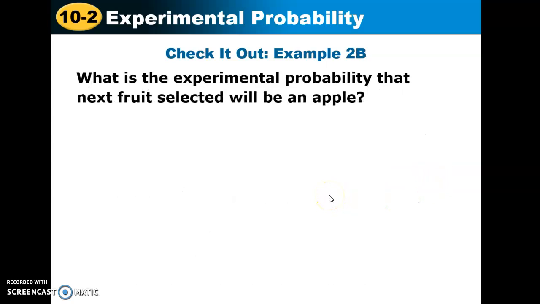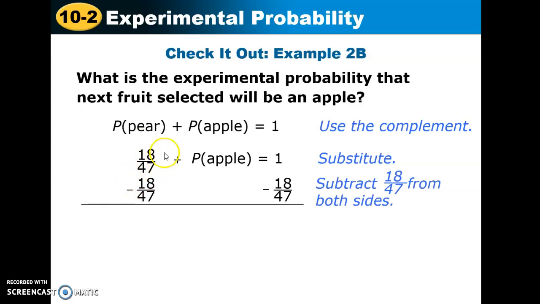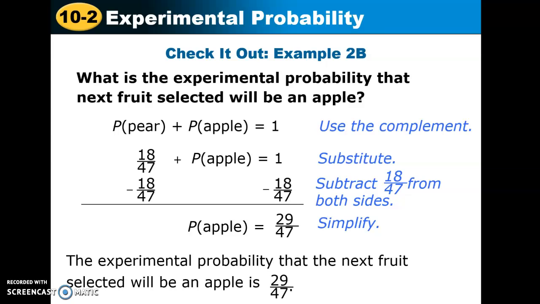Now we can look at the complement and ask what the chances are of getting an apple. Again, you can use the complement formula, or you can ask, what do I have left over? I have 29 kids left over and they picked an apple. So 29/47, and that's about 62% roughly. So there's a 62% chance that the next person's going to pick an apple.